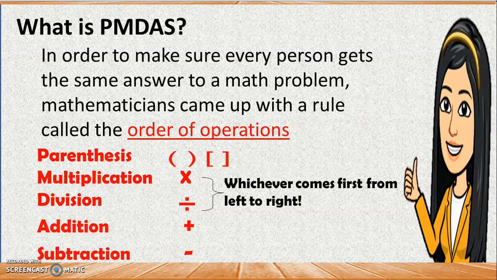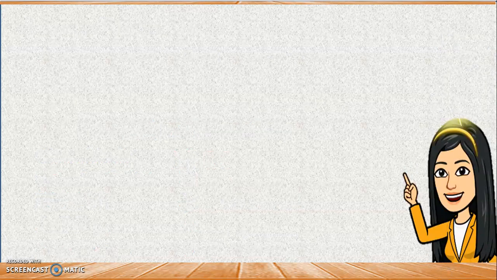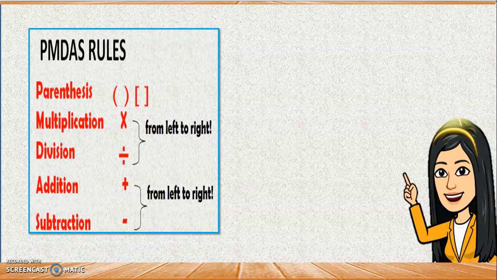Addition and subtraction is the last step, whichever comes first from left to right. If you're going to solve the operation using the addition and subtraction, check which one is on the left. Then you're going to solve first from left to right, okay? Always remember the PMDAS rule: the parentheses, multiplication, division, addition, and subtraction.